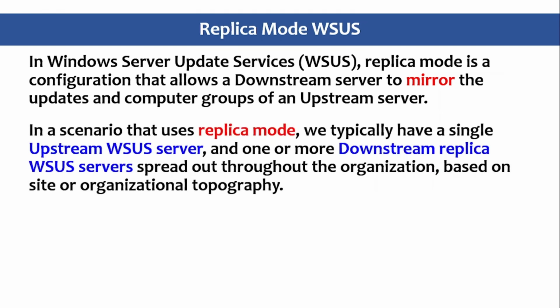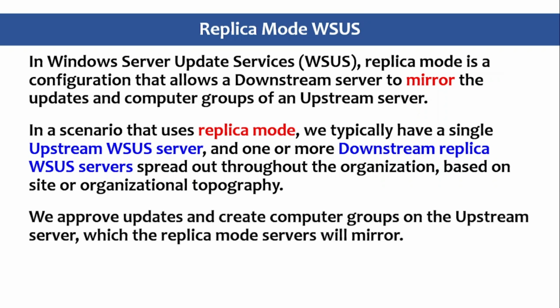In a scenario that uses replica mode, we typically have a single upstream server and we can have more than one downstream replica server, which can be spread out across the organization. This configuration is typically used when we want to control everything. We'll discuss this in the next slide. As an administrator, we approve updates and create computer groups on the upstream server, which are then automatically replicated to the replica servers.